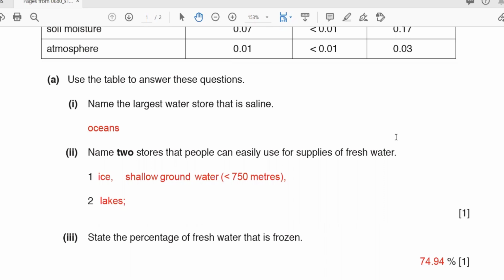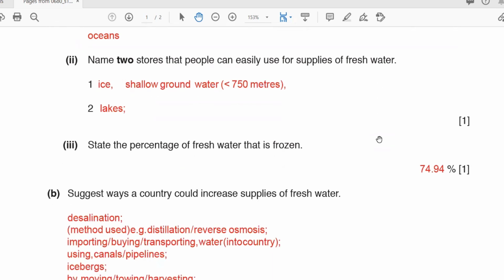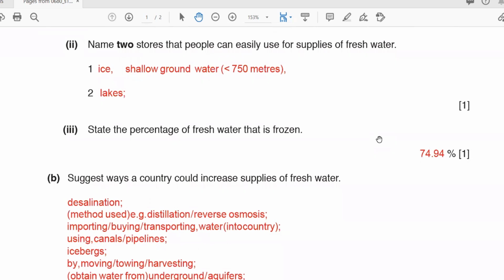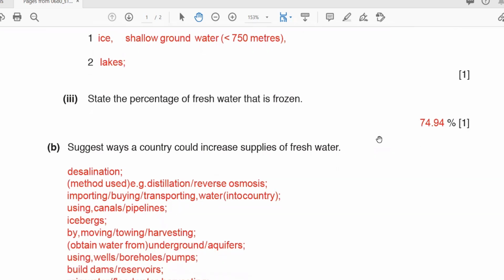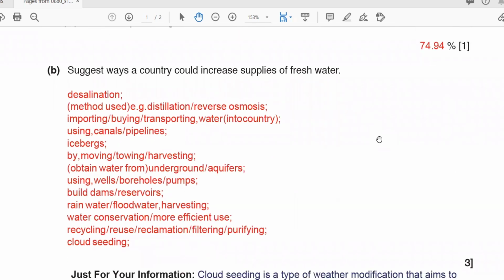And the other thing, as you said, Saudi Arabia or any Gulf countries don't have fresh water. They are surrounded by saline water, so they can put different filtration plants, desalination plants, or distillation plants, depending on the country's situation. So you can suggest desalination, icebergs, moving towers, underground water, build dams. Yes, all are right. So at least three you have to mention.